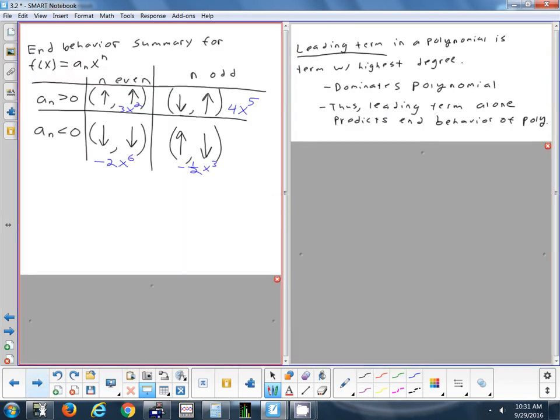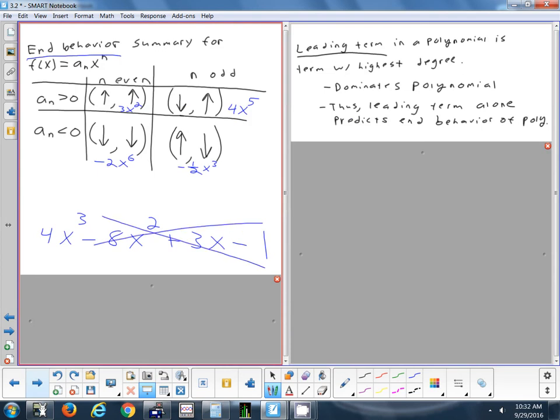So basically what happens is it's the leading term. All you have to focus on is the leading term. If you had something like this, it's great that you get all this other stuff after the cube term, but none of it really matters if all you want to figure out is the end behavior. None of this makes a difference.